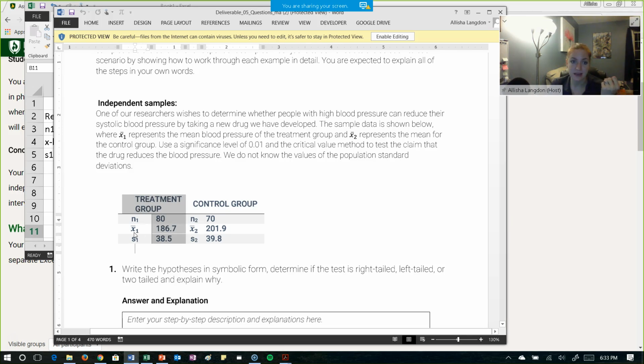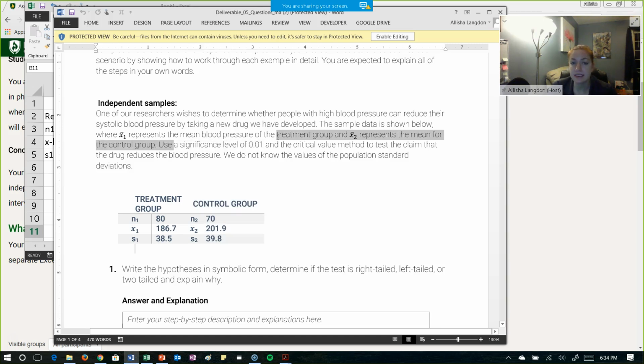N1 is 80, X1 bar is 186.7, and S1 is 38.5. Whereas the control group is going to be the second group. They did not take the drug. 70 is their sample size. 201.9 is their sample mean. And 39.8 is their sample standard deviation. So those are the two groups and the two pieces of information.